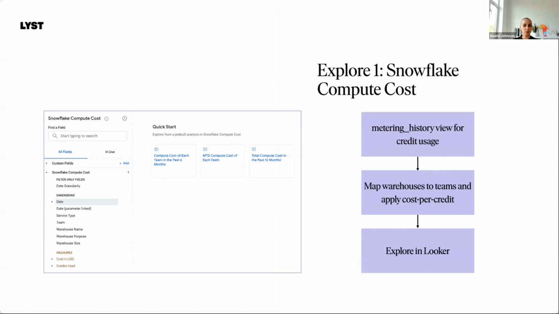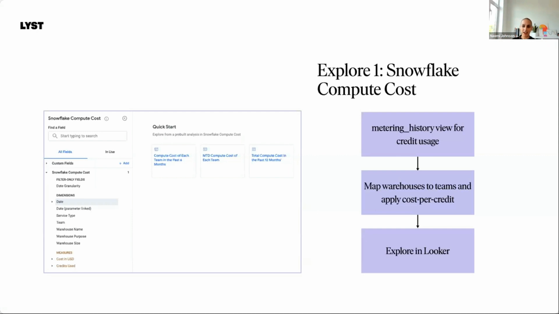The first explore that we built was the Snowflake compute cost. For anyone that's not familiar with Snowflake, Snowflake has what's called warehouses, which are basically compute, and you're charged whenever a warehouse is active based on the time it's active for and the size of that warehouse. So we created a dbt model to save the historic data from Snowflake's pre-built metering history view, which provides credit usage by hour for every warehouse, as well as clustering costs and snowpipe costs. And for anyone that doesn't know, snowpipe is what we use to get data from S3 into Snowflake.